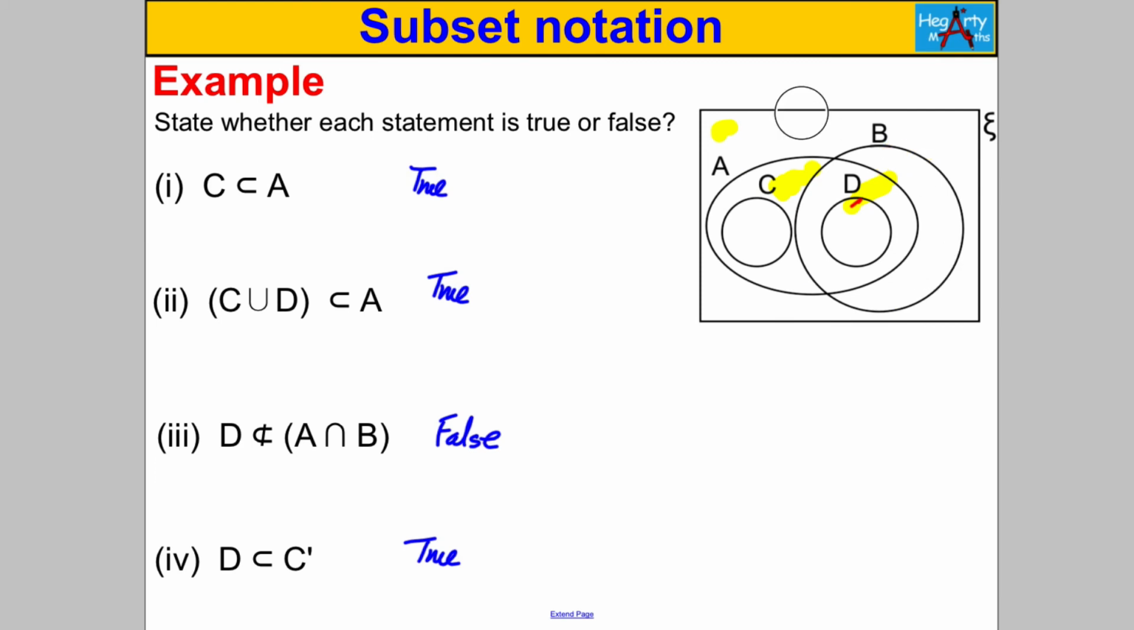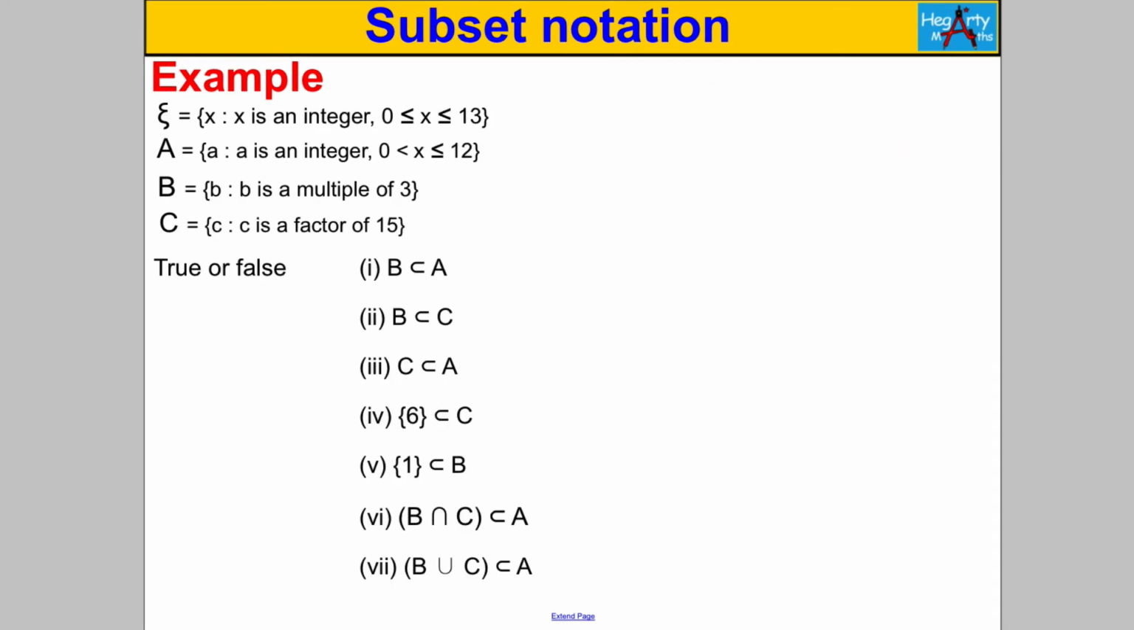Okay, last example here. The picture's not drawn for us, so pause the video and have a go at this. Okay, we don't have a picture in this case, but we could list out the sets and see if that helps us answer whether these various questions are true or false. So, the universal set is a set of x, the integers between 0 and 13 inclusive, so they are as follows.